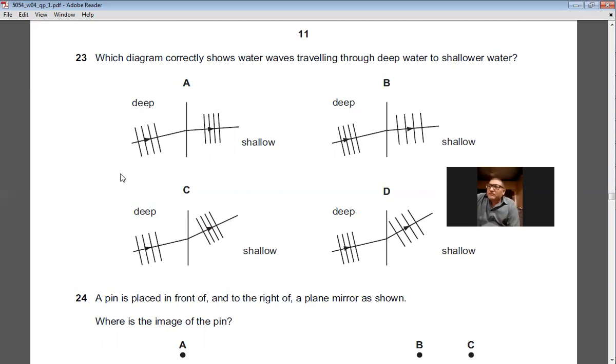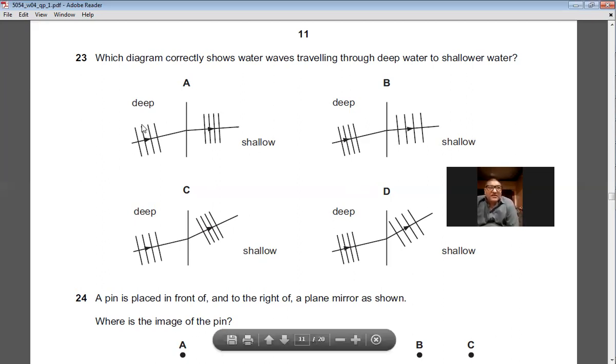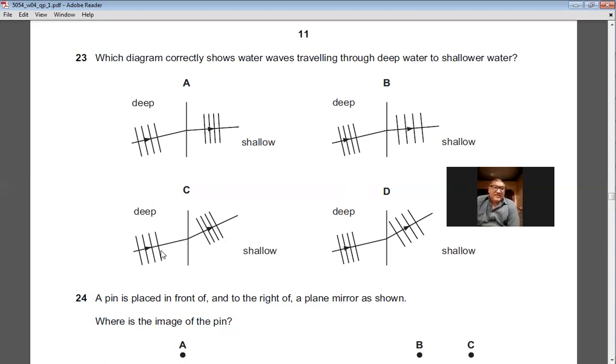Okay, now A and C. When the water waves enter the shallow water, their speed decreases. When their speed decreases, they bend towards the normal. If you have your hard copy with you and draw the normal at this point, you will observe this wave was going in this direction and it has bent towards the normal. If you draw the normal here, you will see that this is the original direction and it has bent away from the normal. When the water waves enter from the deep water into the shallow water, their velocity decreases, their wavelength decreases, and they bend towards the normal. So A should be the answer.